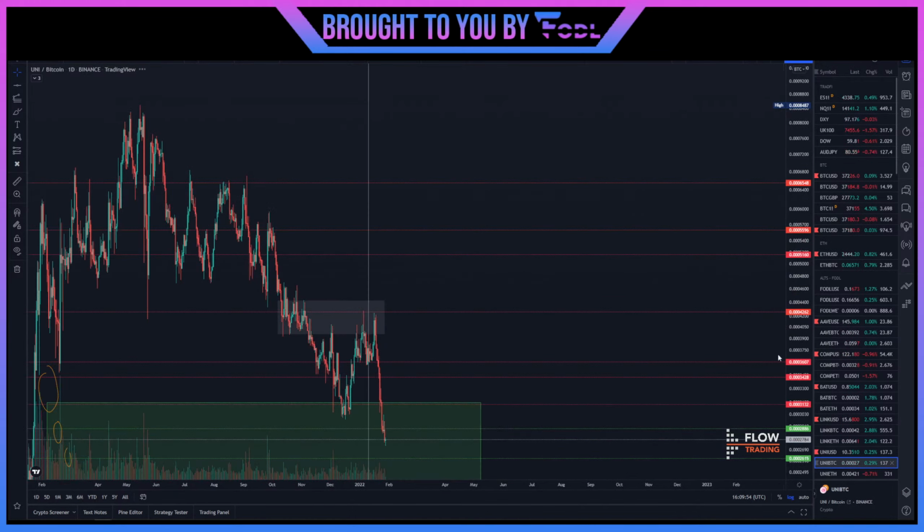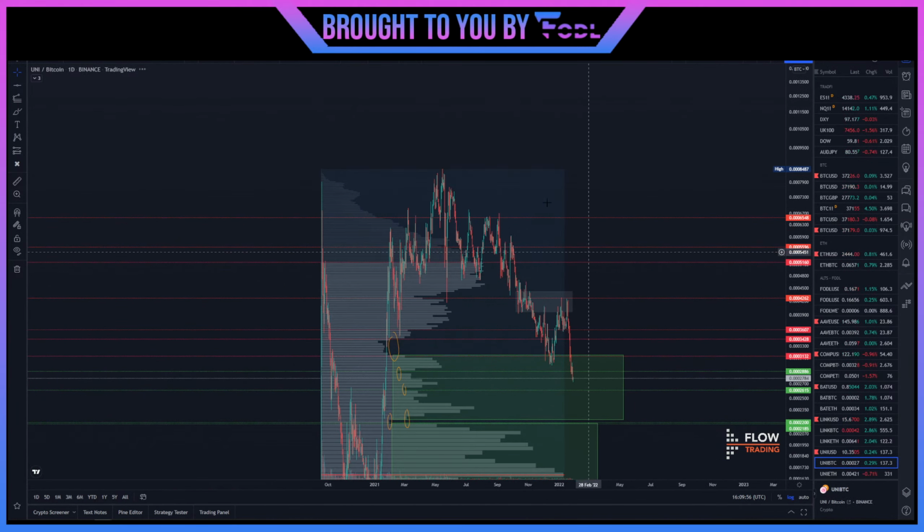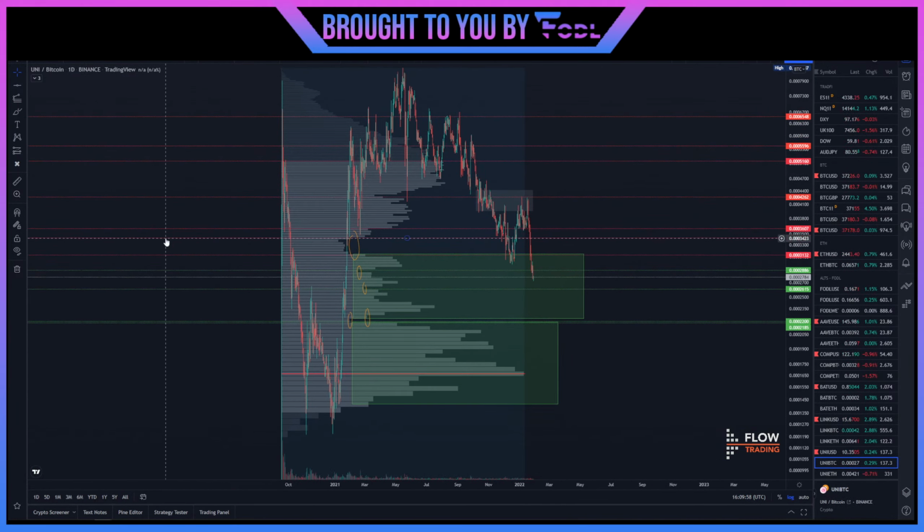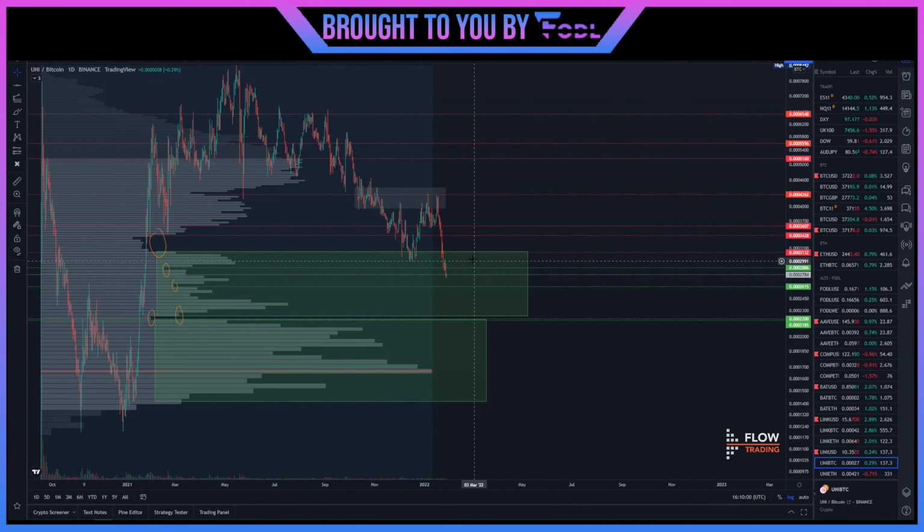Uni versus Bitcoin. Okay, so Uni is definitely being outperformed by Bitcoin, even though Bitcoin is looking like shit. And now we've entered a big balance area. This is a very weird distribution, admittedly. You can see that these levels here are essentially low volume nodes within this little distribution.